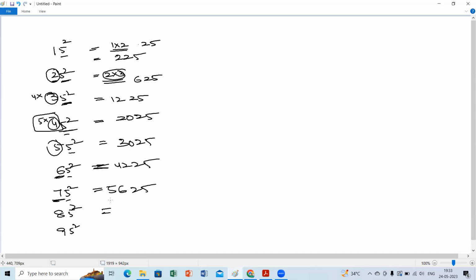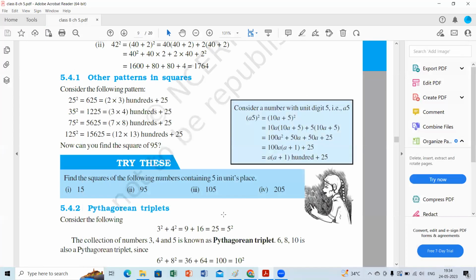The same pattern works for any number. Not only 2-digit numbers, even 3-digit numbers you can also try. 105 means 10 multiplied by 11, which is 110, then 5 square. This is a very interesting and easy pattern, but it is only applicable when the end digit of your number is 5. Fine. Hope you understood, children. Can you please try 205 square?